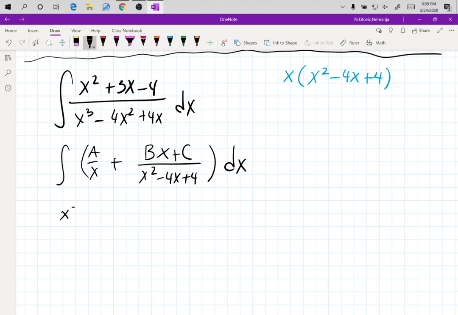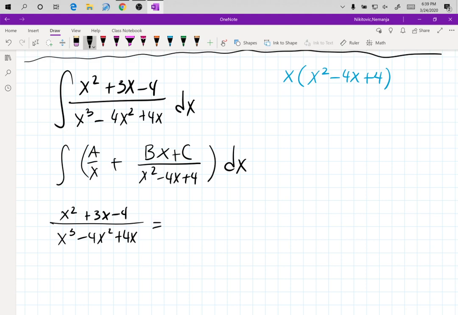So we have x squared plus 3x minus 4. Give me 1 second, I have to answer the chat question. For the chat question, that will be x squared minus 4. So here we go. We have x squared plus 3x minus 4 divided by x cubed minus 4x squared plus 4x.